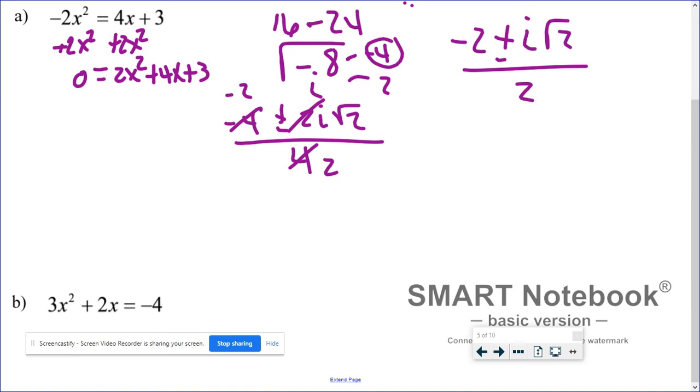I'm going to leave this one for you to try. So get it in standard form, and then just apply the formula. I would find the discriminant first, just like I did, and see what you get. So give that a try.